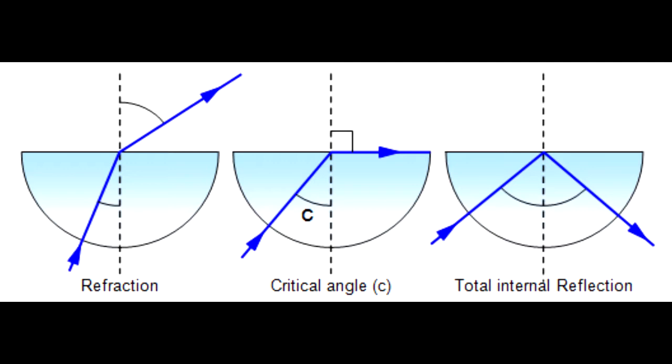as though the glass were really a mirror. This phenomenon is called total internal reflection. It's one of the things that keeps light inside of the tube.